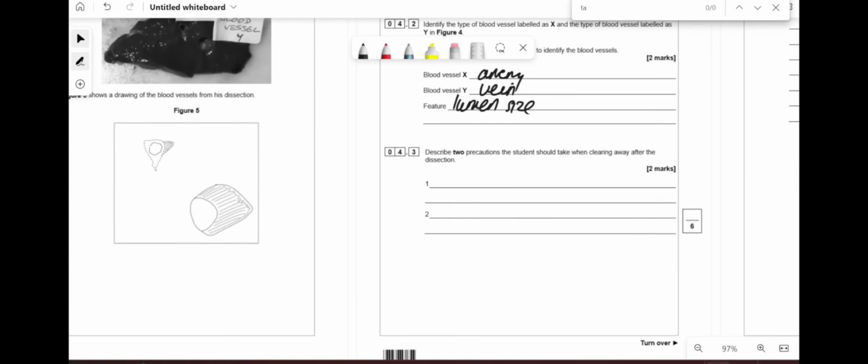Now it says describe two precautions the student should take when clearing away after the dissection. So don't say something like wear gloves or wear goggles, because that's what you would do in nearly everything. What it's talking about is clearing away after it. First of all, you want to make sure that you safely carry away sharps, either by pointing away the handle or down. And obviously, you want to disinfect surfaces, and you also want to disinfect your hands. So literally any of those is fine. Also, putting the actual heart in a separate waste container to dispose of safely as well.